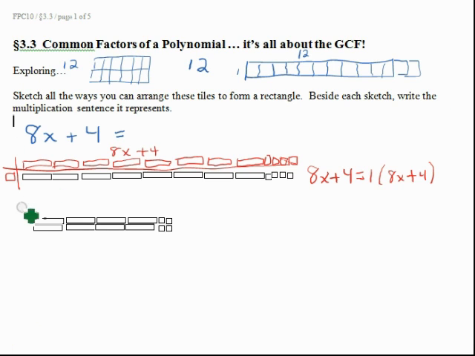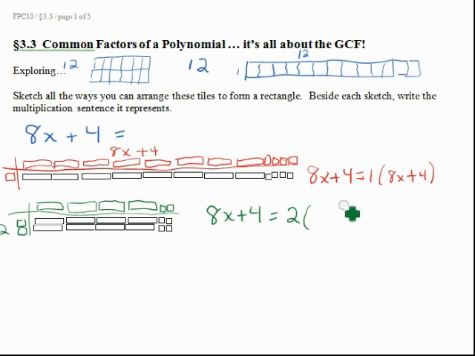Okay, this time I'm a little more compact, and you can see that this one is 2 times 1, 2, 3, 4x plus 2. So this time I have 8x plus 4 equals 2 times 4x plus 2. There's one more, so pause the video and go find it. Okay, now we have a nice compact rectangle.